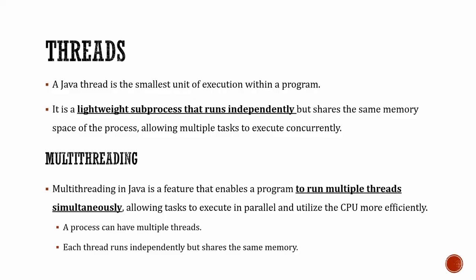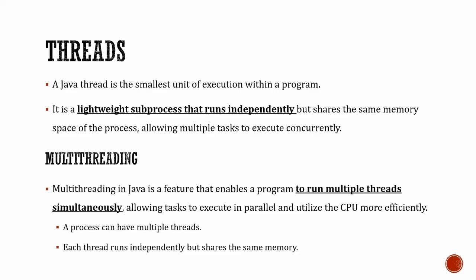We also call the thread a lightweight sub-process that runs independently, but shares the same memory space shared by that process. When, in a single program, we are executing multiple threads at the same time, we call that process multi-threading. By default, a process will have multiple threads. Each thread runs independently, but shares the same memory.